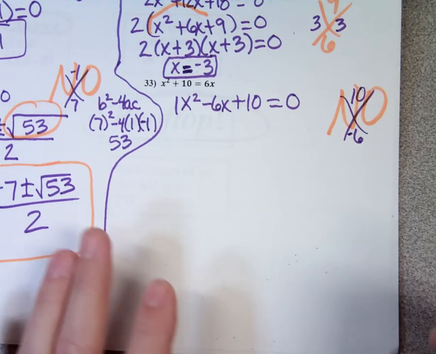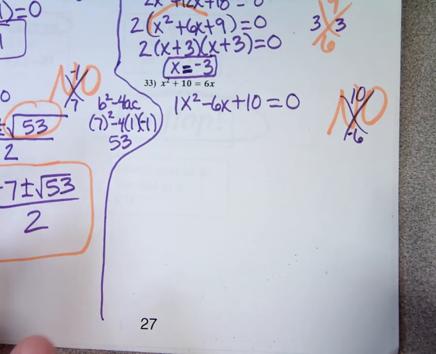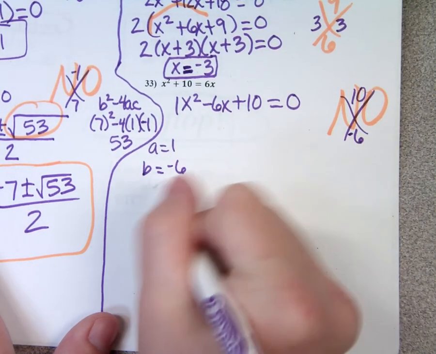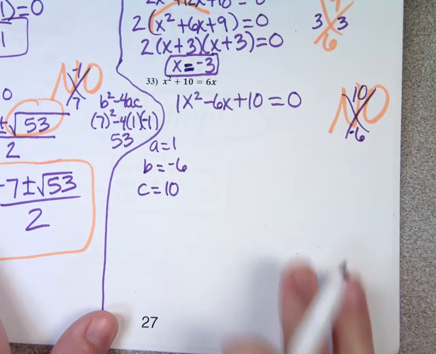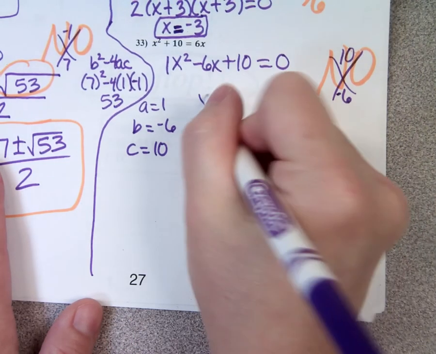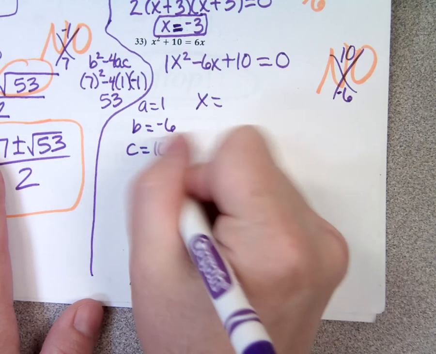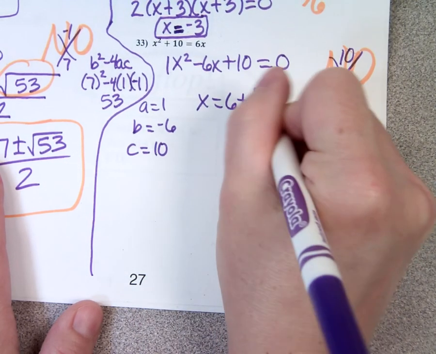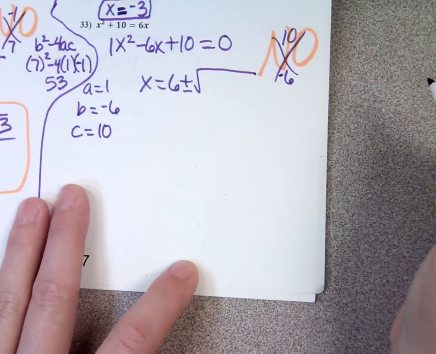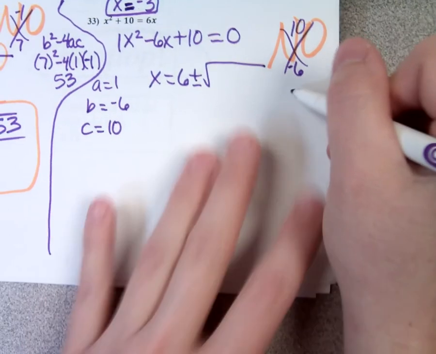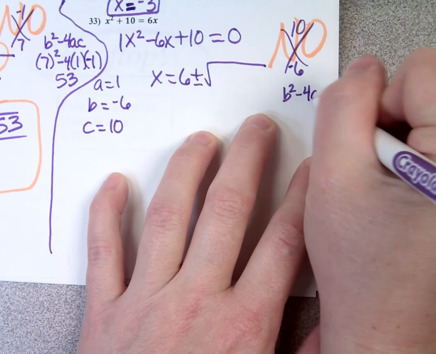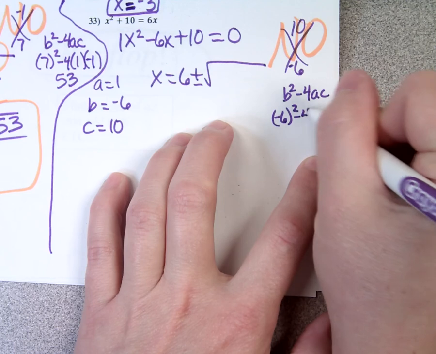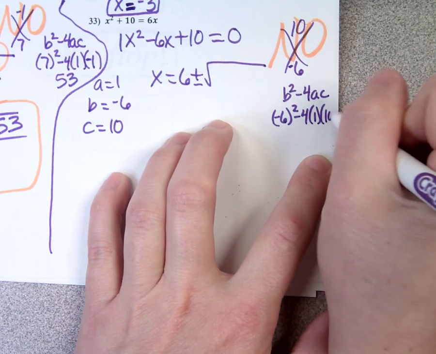So I'm going to go ahead and do quadratic formula, but if any of you wanted to complete the square, you could. So a is a 1, b is a -6, c is a 10. All right. X equals the opposite of b. What's the opposite of -6? +6 plus or minus square root. Okay, I'm going to take a moment and figure out my discriminant. My b squared minus 4ac. So my b is a -6 minus 4. My a is a 1. My c is a 10.